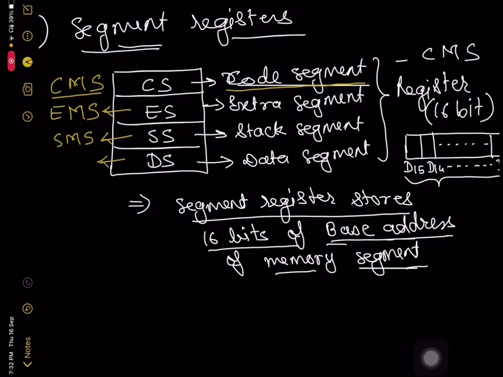And DS is the data segment register, which saves the base address of data memory segment, which can save the data. So, four memory segments have corresponding four segment registers in the microprocessor. Memory segments exist in the memory and segment registers exist in the processor. So do not get confused with the memory segment and segment register. Memory segment is a part of memory and segment register is a part of microprocessor architecture.